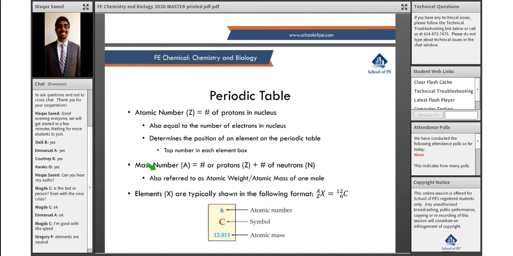Now, what's the bottom number? The bottom number can be referred to as the mass number A. It's also called the atomic weight or the atomic mass. So that A represents the number of protons plus the number of neutrons. Now, why aren't the number of electrons included in this formula?